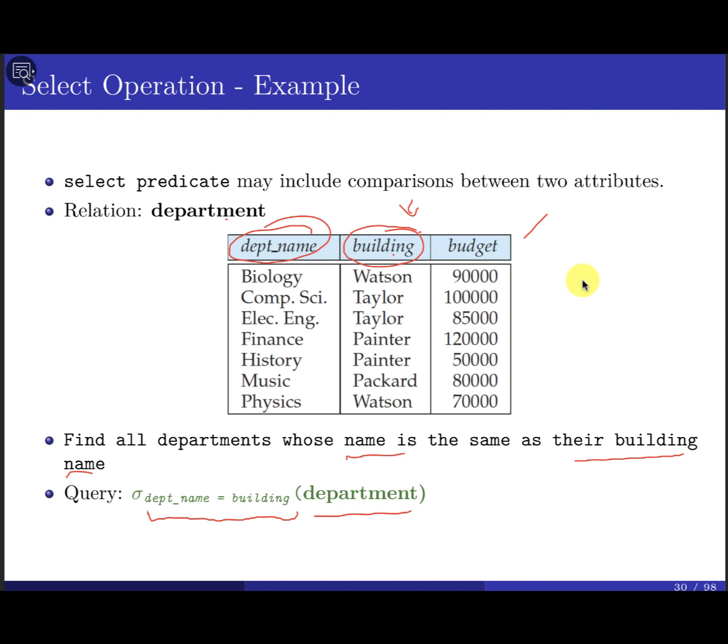So the only result here is going to be, for example, what we have here. Do you have anyone whose department name is equal to the building name here? I didn't see anyone here. So it's going to be blank.